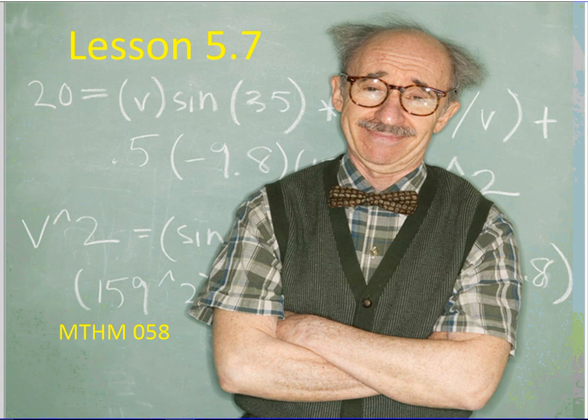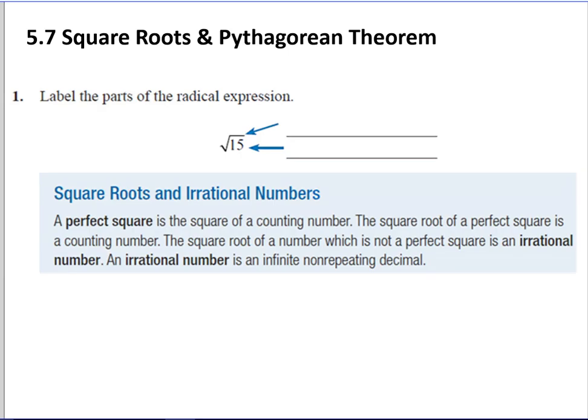We're going to look at section 5.7, which is the square roots and Pythagorean theorem. We have a radical expression here. We would read that as the square root of 15. The two parts that we have are the symbol itself, which is called the radical sign, and the number that's underneath it is called the radicand.